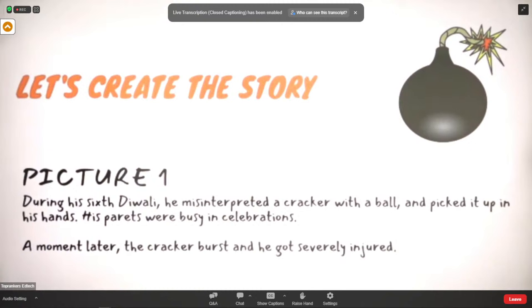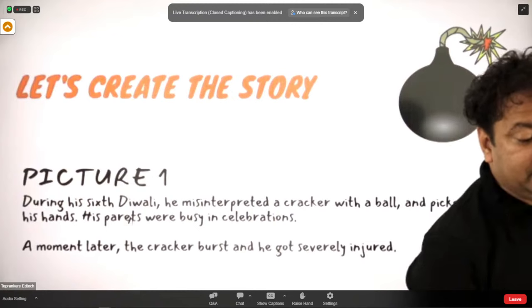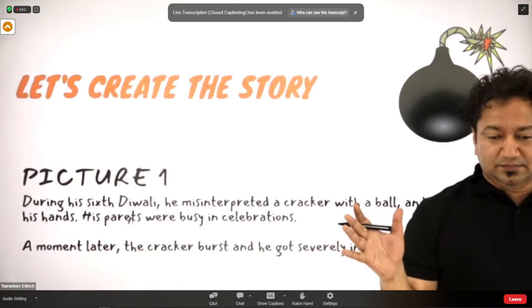Picture 1. During his 6th Diwali, that means he was 6 years old, he misinterpreted a cracker with a ball and picked it up in his hands. His parents were busy in celebrations. A moment later, the cracker burst and he got severely injured. I've given you just the prompts. You guys will make the story, right?